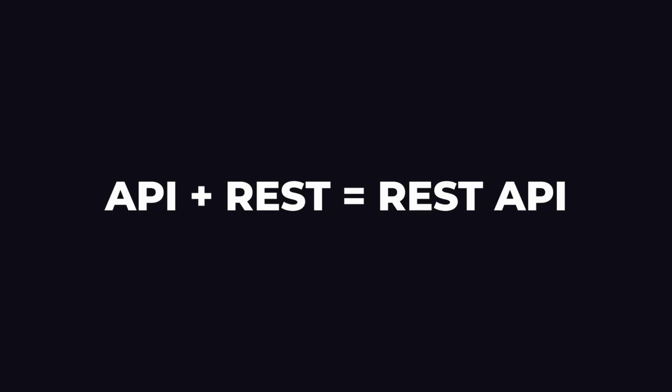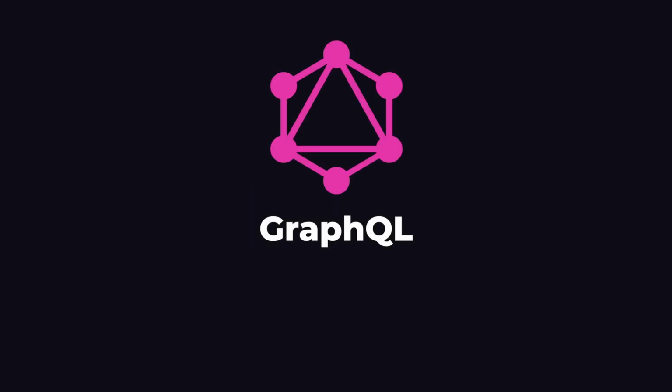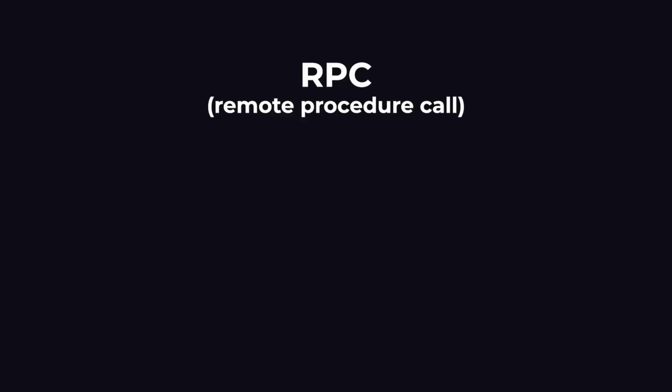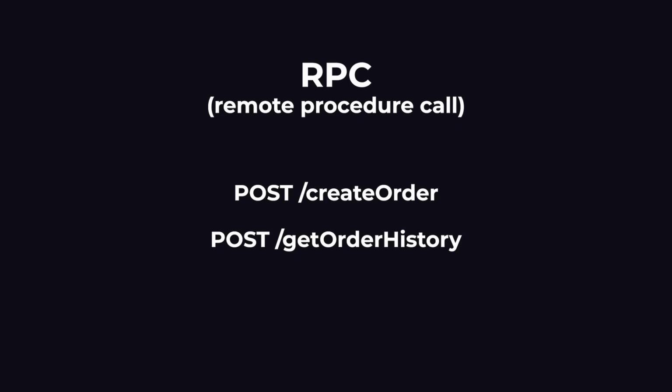REST is the most common convention that we use for our APIs, but there are several other conventions that we could use. One of them is called GraphQL, which uses POST /graphql for all of our requests, and another one is called RPC, which uses POST and a more detailed URL path like POST /createOrder or POST /getOrderHistory. So that is what a request is, what an API is, and what REST means.